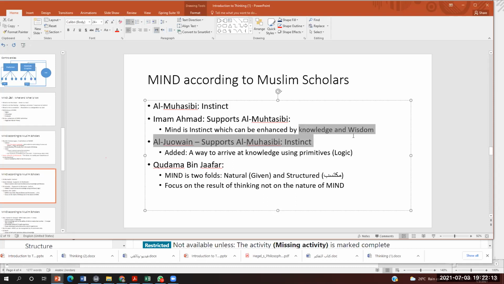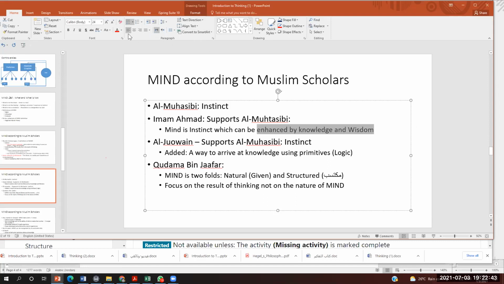This is true. The mind can be enhanced by knowledge and by wisdom, which means the more information you have, the better your mind can function. The more wisdom you have, the more your mind can correlate information to realities in a proper manner. So this part can be enhanced.